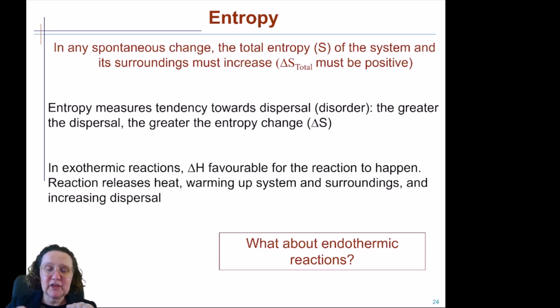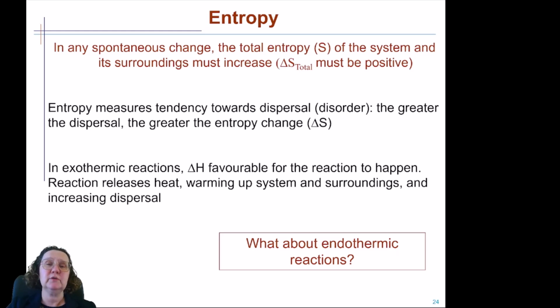When you have an exothermic reaction, they have delta H going for them. They have a change in enthalpy being favorable. Why? Because the reaction releases heat, it warms up the system and its surroundings, it gives energy to the molecules so that they move, it increases the dispersal, it increases the disorder, both of the system and of the surroundings, because you're increasing the temperature of the surrounding areas.